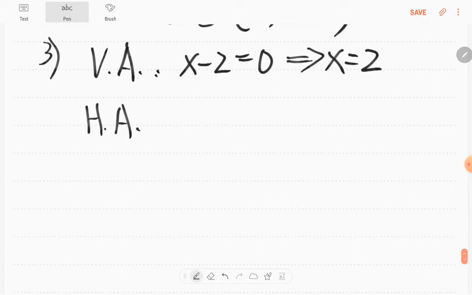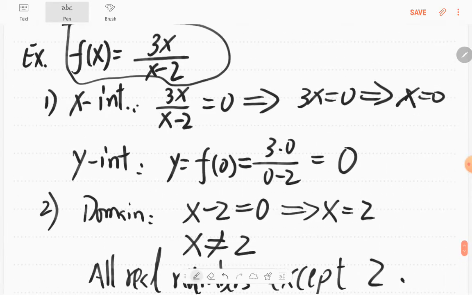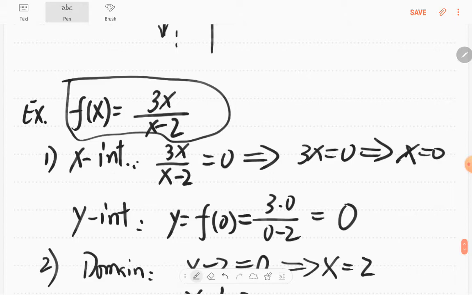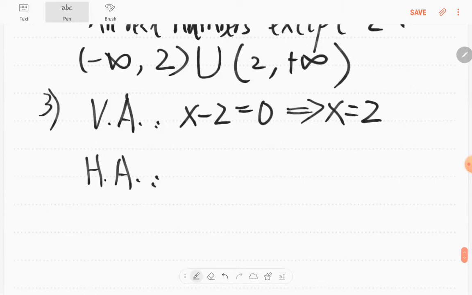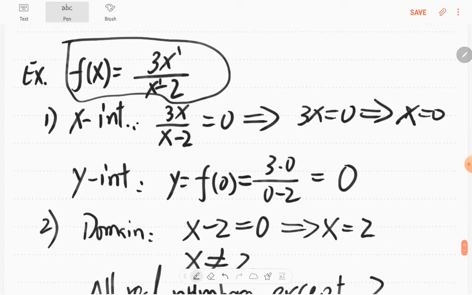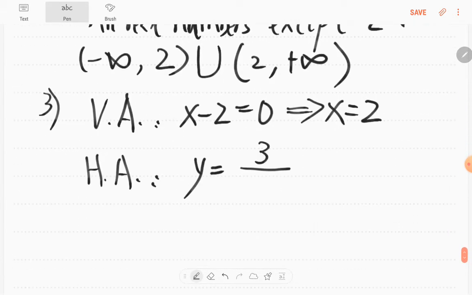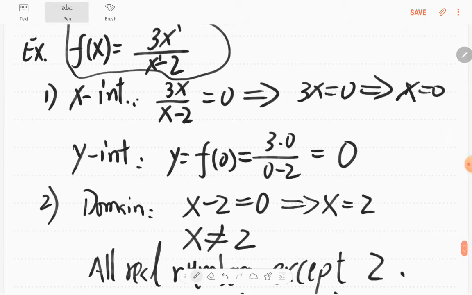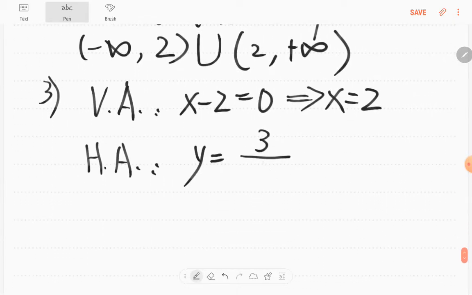Horizontal asymptote. Let's look at the degree of the top and the degree of the bottom, right? The degree of the top equals 1. The degree of the bottom is also equal to 1. So they have the same degree for the top and the bottom. So the horizontal asymptote is y equals the leading coefficient of the top, which is 3, over the leading coefficient of the denominator, which is 1. 1 times x equals x, so it's 1. So this would be 3.